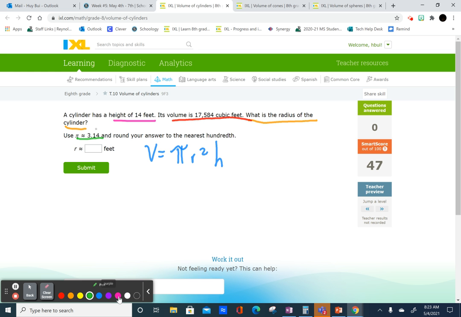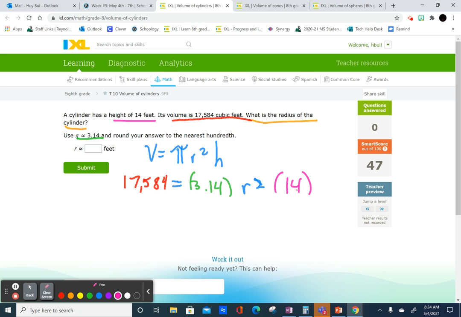So let's plug these numbers in. Volume is 17,584, and that's going to equal pi, which we know is 3.14. The radius is not in the problem because that's what we're looking for, so that's a radius squared. And then the height is 14, times 14.